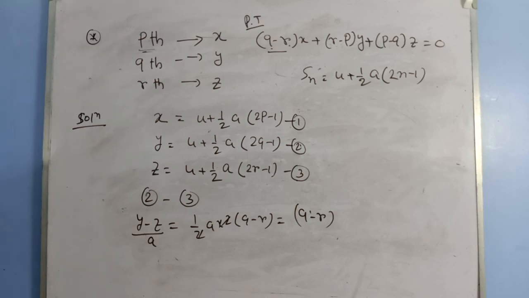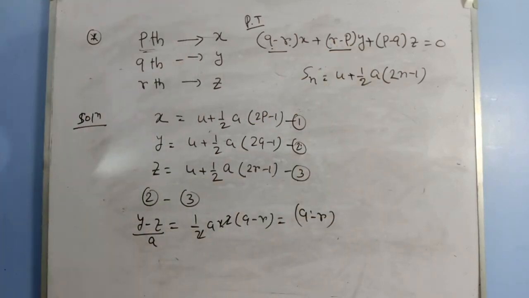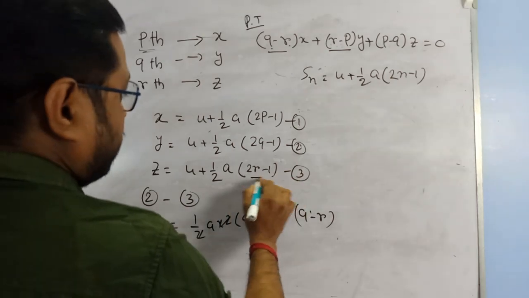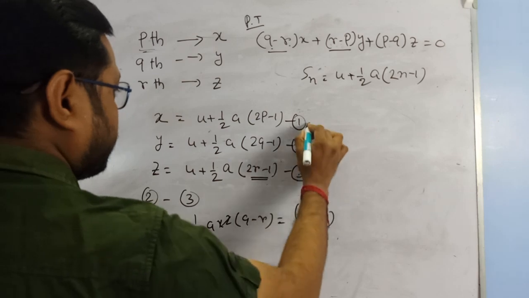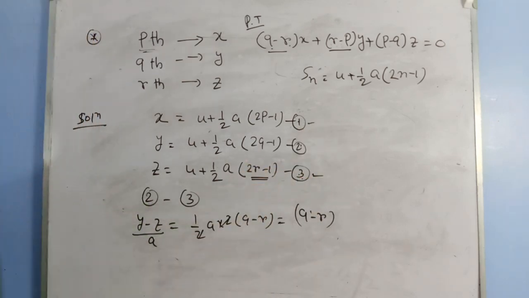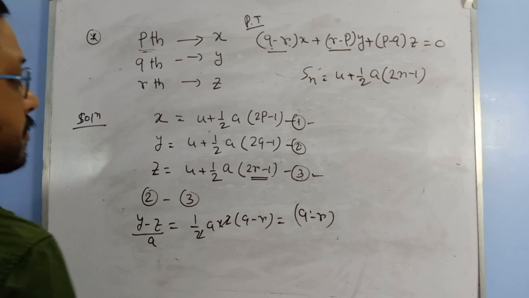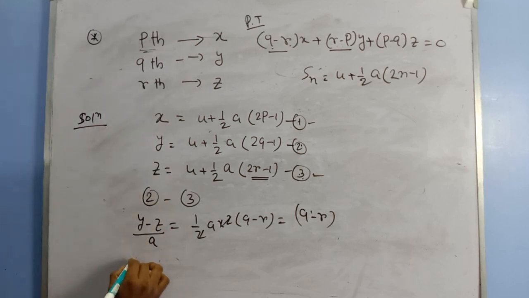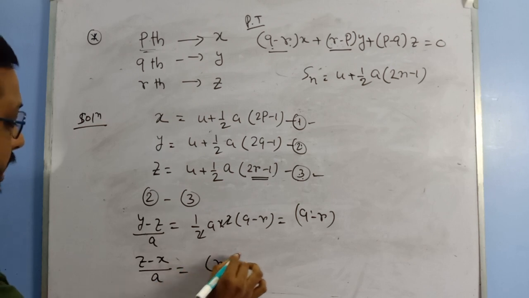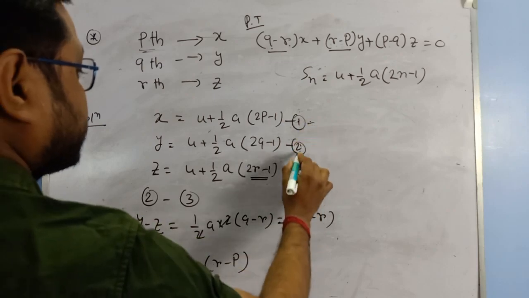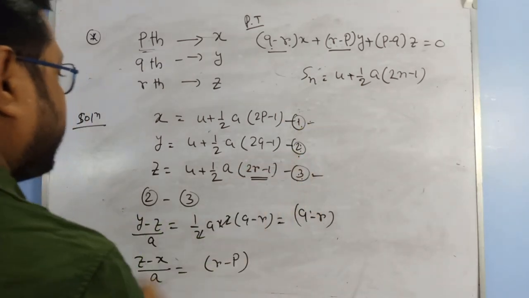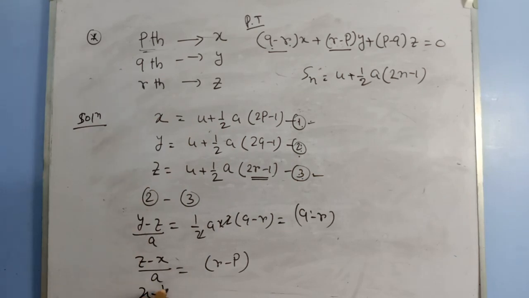Okay. Next, r minus p. R minus p means, what is our equation number 3 minus 1. So if we subtract equation number 1 from 3, then we can get r minus p equal to z minus x by a. Again, 1 minus 2, then we can get p minus q equal to x minus y by a.